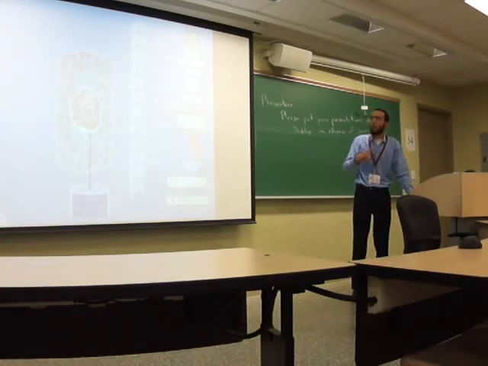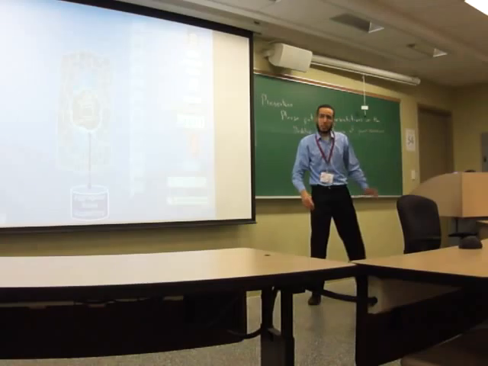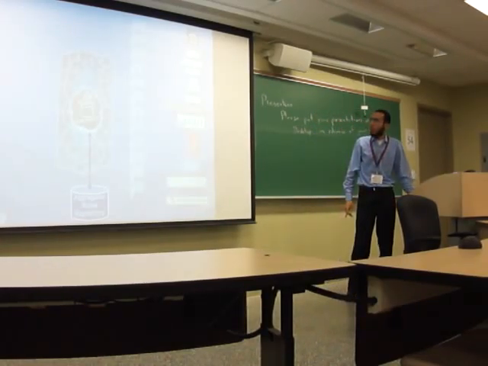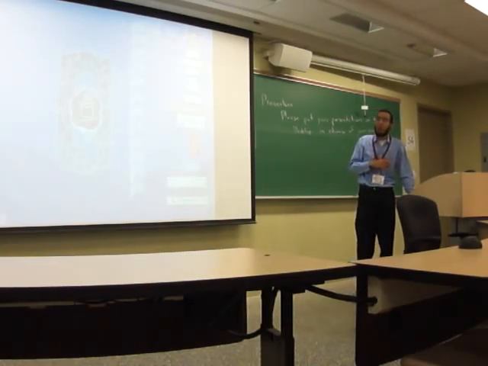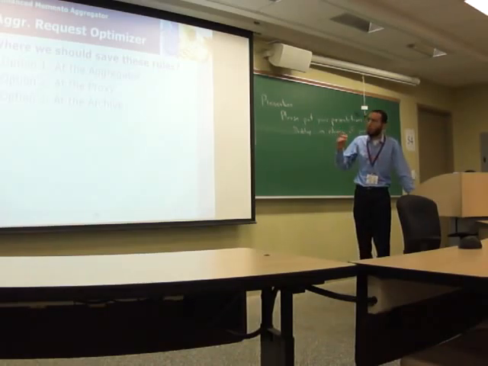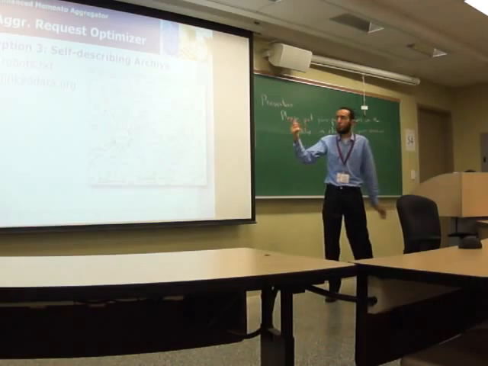Okay, now the idea is where we should add these rules. The first option is to add them to the aggregator itself. The second is to add them with a proxy, if you're using a proxy, or with the archive. Here are what we call the 3 options: aggregator, proxy, archive. And here we would like to make self-describing archives.